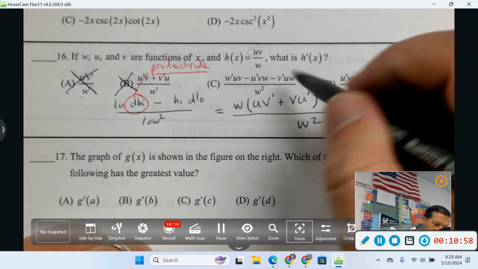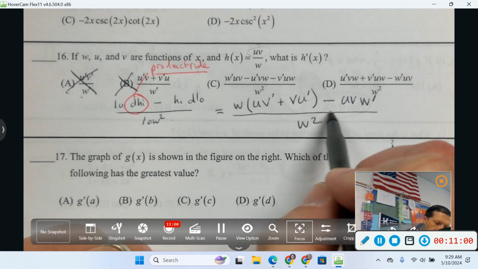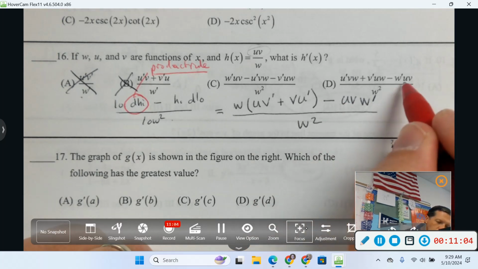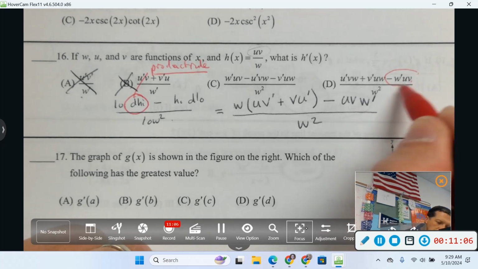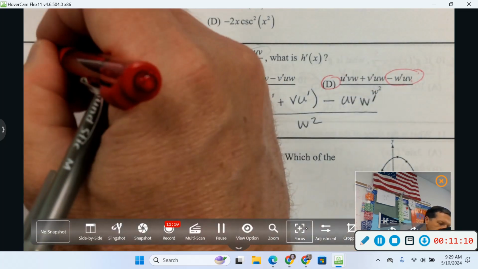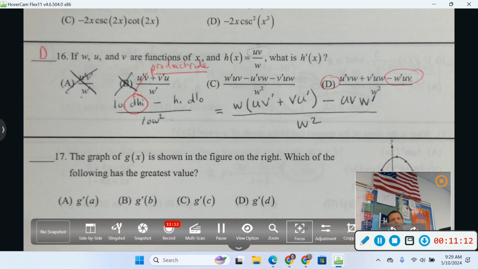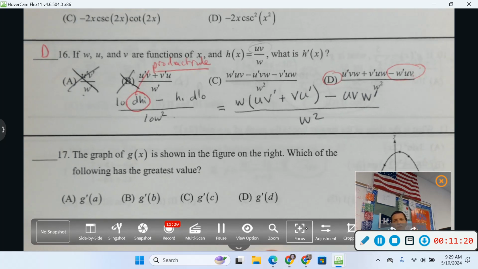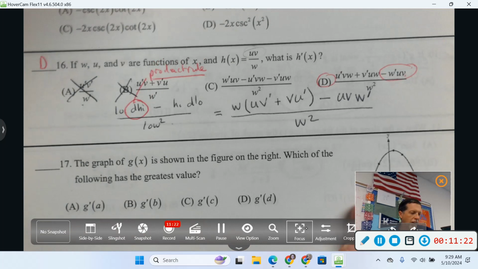Let's see, goodness. Okay, the only subtracted term is UV W prime, so it's got to be D. I wonder if C is they got the low d high, high d low thing backwards. Once again, the shortcut of just pick the longest one. At least it narrows it down to 2, I guess, for that one.